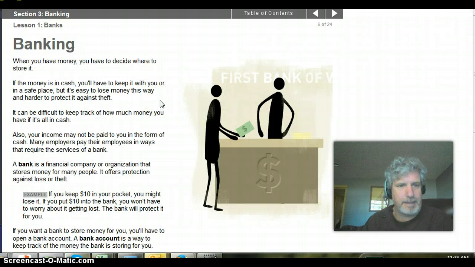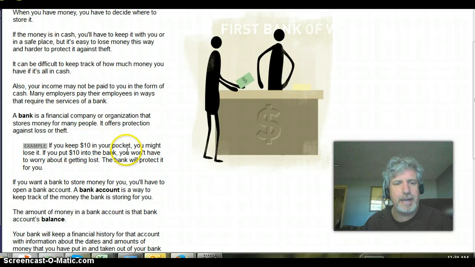Now let's look at banking. When you have money, you have to decide where to store it. If money is in cash, you'll have to keep it with you or in a safe place. But it's easy to lose money this way and harder to protect it against theft. It can be difficult to keep track of how much money you have if it's all in cash. Also, your income may not be paid to you in the form of cash. Many employers pay their employees in ways that require the services of a bank. A bank is a financial company or organization that stores money for many people. It offers protection against loss or theft.